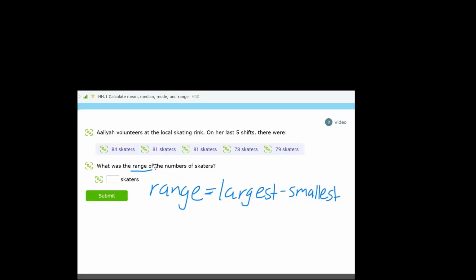So the largest number here is 84 minus our smallest number, which is 78. And we have 6. So 6 is our range.